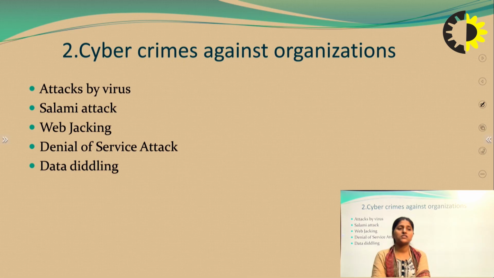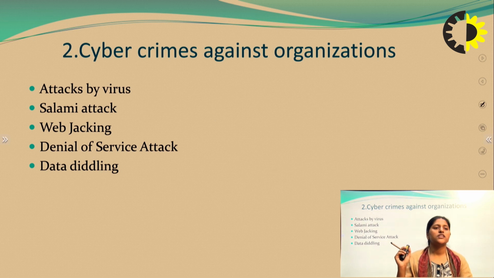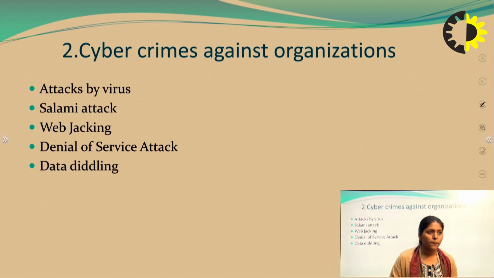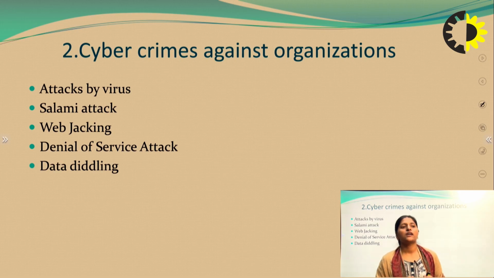We have discussed the first point, and now we are discussing cybercrime against organizations. How does cybercrime take place against organizations? The first is attack by virus, then salami attack, then web jacking, then denial of service attack, then data diddling. We will discuss all these one by one here.